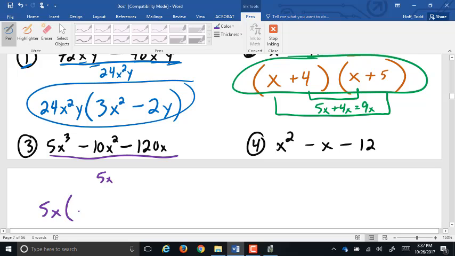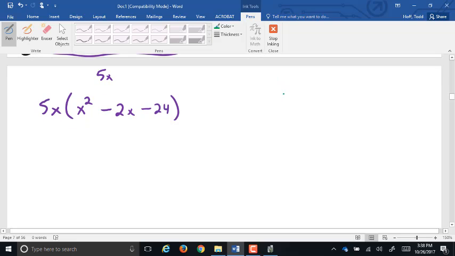5x to the 3rd divided by 5x is x squared. Negative 10x squared divided by 5x is a negative 2x. And negative 120x divided by 5x is a negative 24. We cannot assume we're done here yet. We've got to see if we can split this up further. Now the 5x would still be there if we can do that. So we're going to use that reverse multiplication on that.